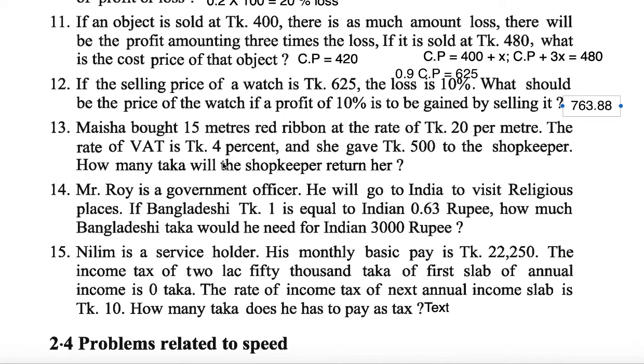Maisha bought 15 meters of red ribbon at the rate of 20 taka per meter. The rate of VAT is 4%, and she gave 500 taka to the shopkeeper. How many taka will the shopkeeper return to her? 15 meters of ribbon, 20 per meter, means 15 into 20 is 300 taka. But there is 4% VAT, right? So you have to multiply 1.04 with 300, which is 312. So 500 minus 312, that is 188 taka he has to return.